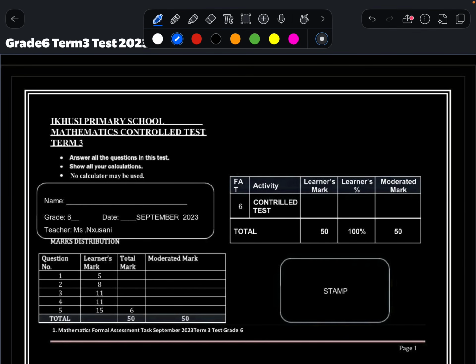In this video, I'm going to be working through this past paper that you can see on the screen. So this is a term 3 test. I'm going to be working through it step by step. I'm hoping that this will help you as you revise. And please feel free to let me know if you have any questions. So let's jump straight into it.